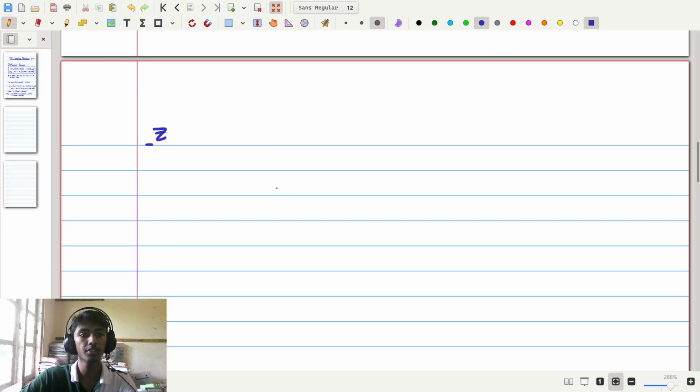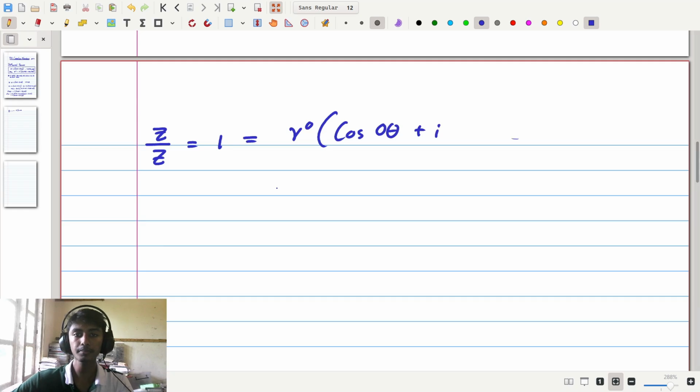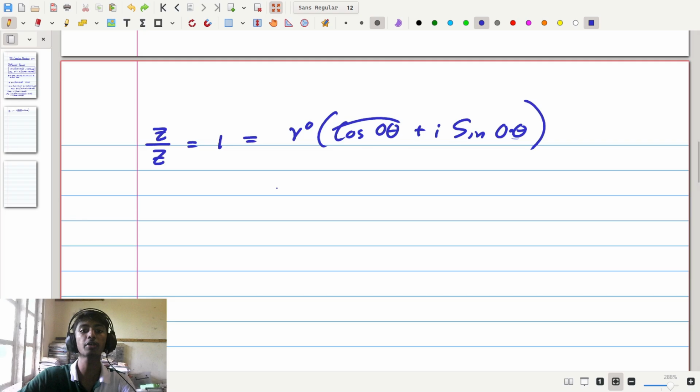So considering 0, z divided by z is equal to 1, provided of course that z is not equal to 0, and z divided by z equals 1 could be written as r to the power of 0 times cosine of 0 times theta plus i sine of 0 times theta. Because 0 times theta is 0, and sine of 0 is 0, times i is still 0, but cosine of 0 is 1. So we have 1 plus 0, and r to the power of 0 is equal to 1. So we get 1 times 1, and therefore it works for z to the power of 0.